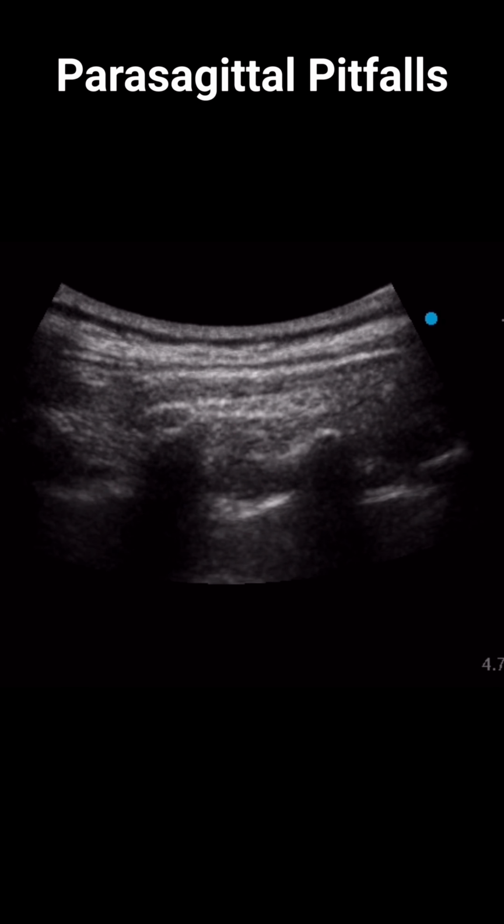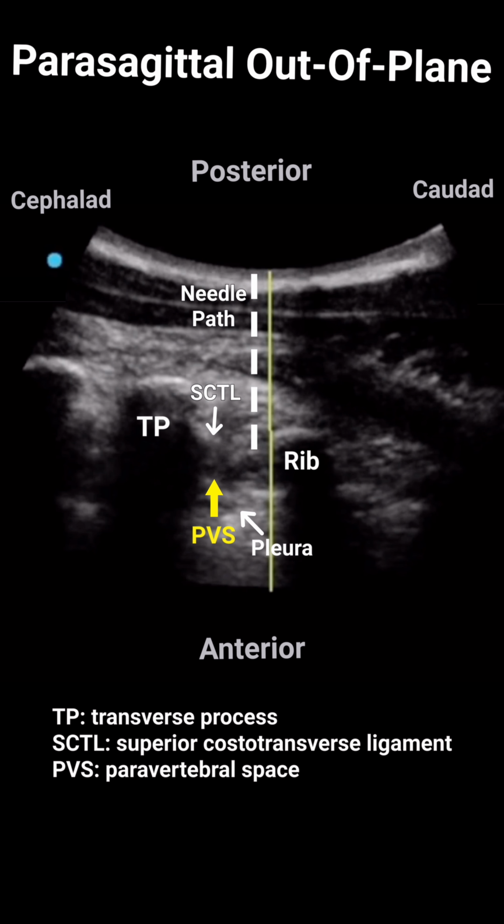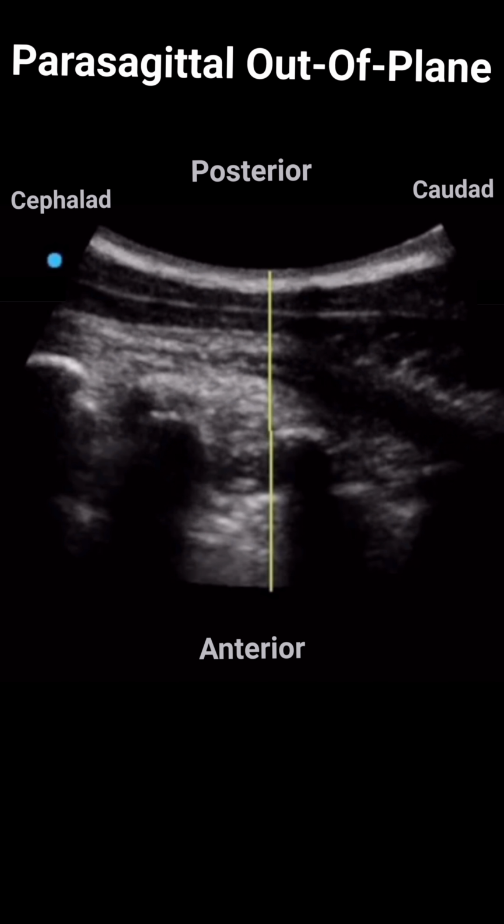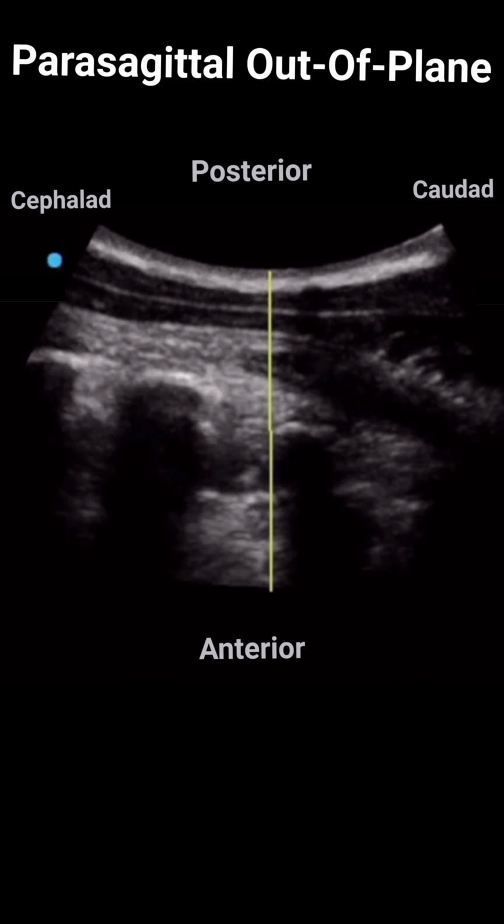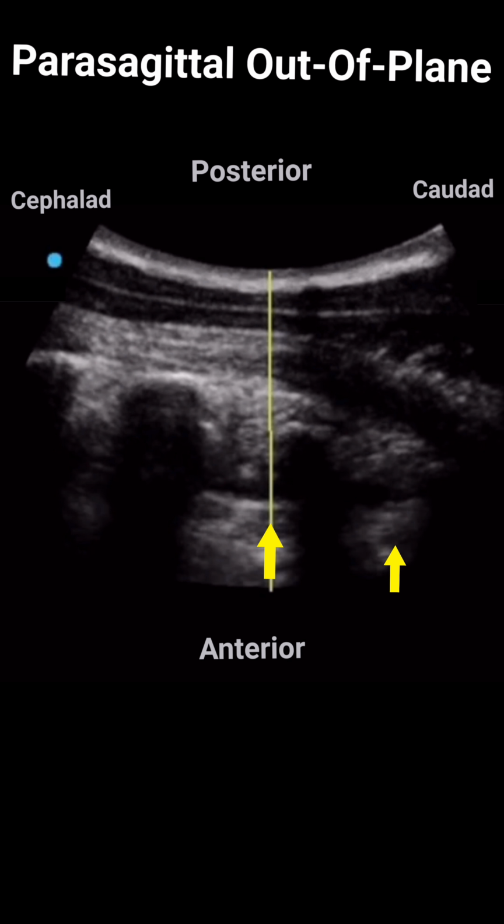To perform the parasagittal out-of-plane approach to the paravertebral block, we'll place the probe just lateral to the posterior midline in the parasagittal orientation, again with a slight lateral tilt to allow visualization of the pleura. Using very careful hydrodissection, we'll advance our needle from posterior to anterior until we pop through the superior costotransverse ligament into the paravertebral space. In this particular block, once we advance our needle past the superior costotransverse ligament into the paravertebral space and administer our test injection, we see anterior displacement of the pleura at both our targeted level and the adjacent level.